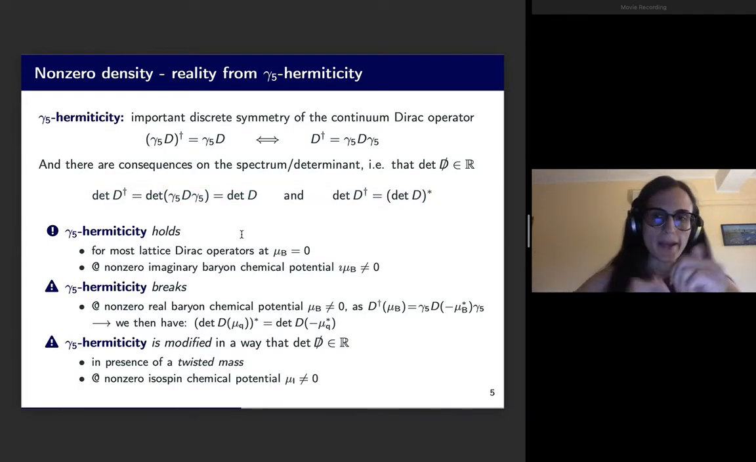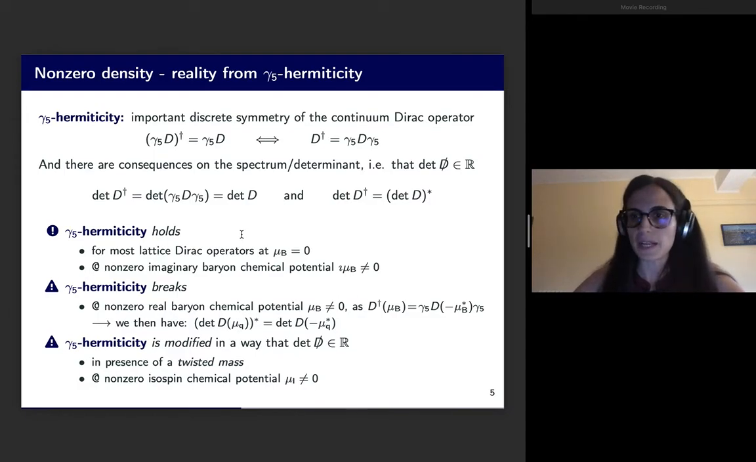Let's see now, when does gamma 5 hermiticity hold, when does it break, or when does it get modified? It does hold for most lattice Dirac operators at mu_B equal to 0. So far it was continuum language. Now I'm referring to the lattice Dirac operator, and I'm telling you that for most of them, for as long as you don't switch on the baryon chemical potential, you have gamma 5 hermiticity in place. And it also holds at non-zero imaginary baryon chemical potential. So whenever you have a mu_B which only has an imaginary part that's different from 0.